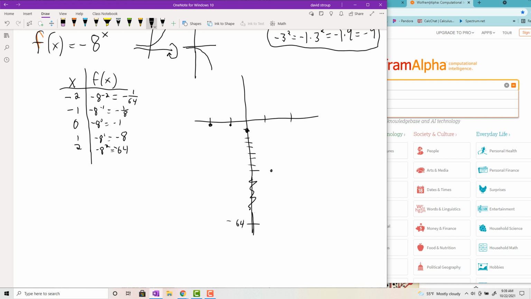The cat is, oh my God, really? Sorry about that. Negative 2, negative 64. The hazards of working from home.